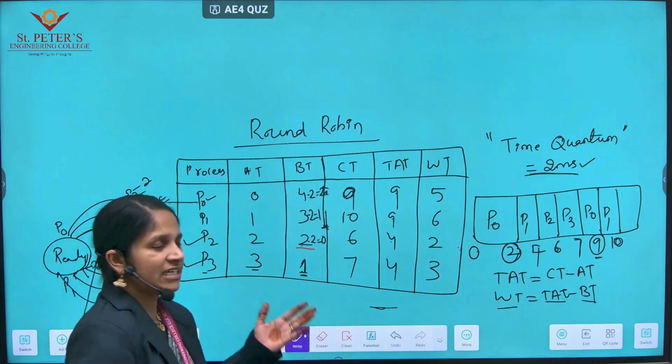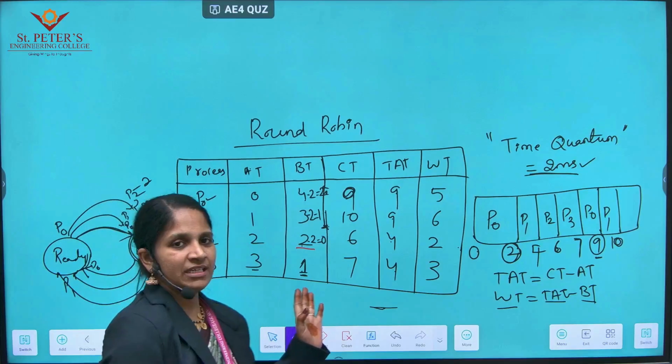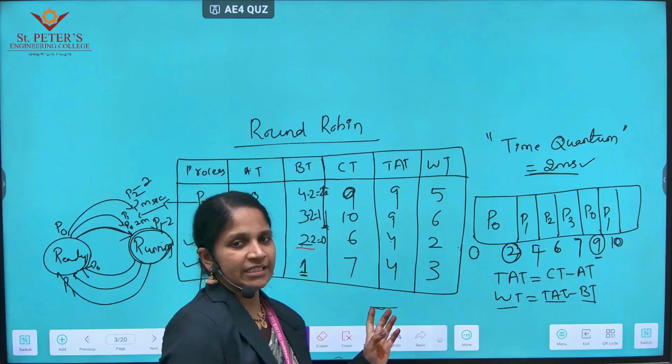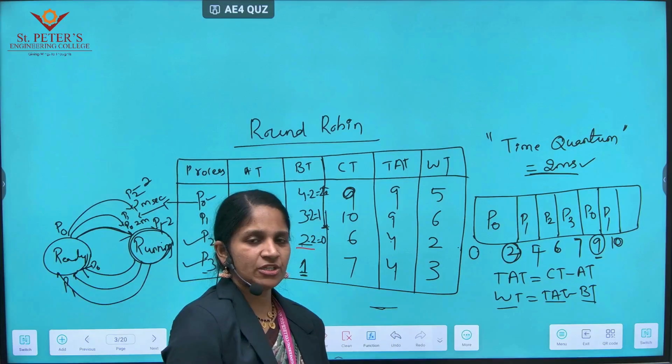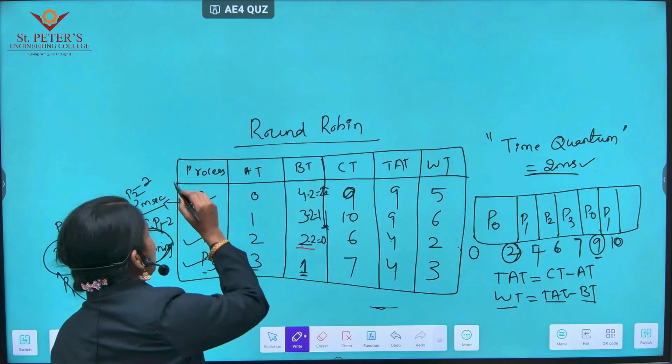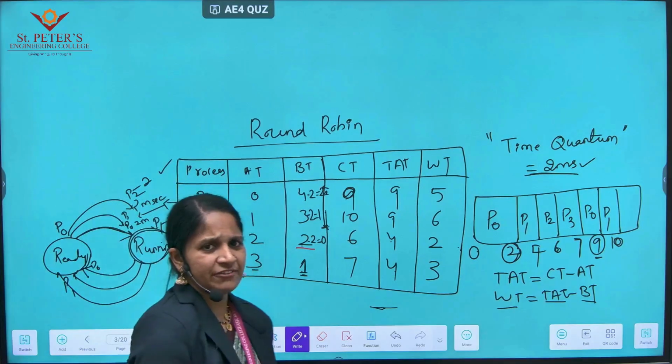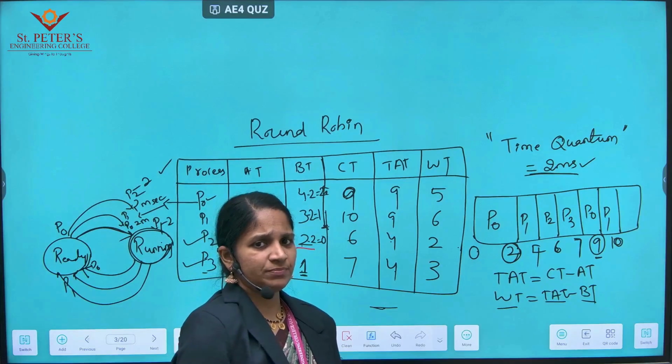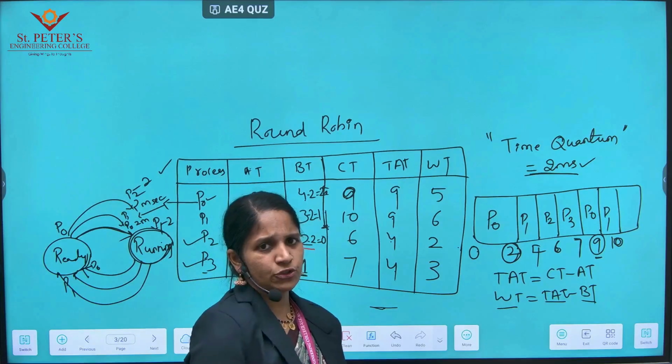So this is the round robin scheduling algorithm. If you are using the round robin scheduling algorithm, it is the best algorithm. Why? Because every process is given some time quantum, so every process is executing here.